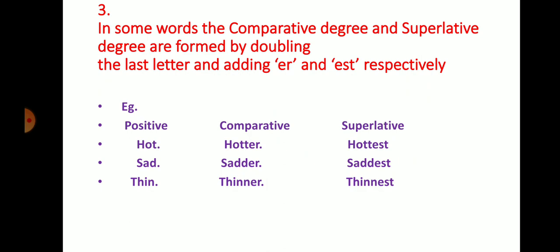Coming to the next. In some words, the comparative degree and the superlative degree are found by doubling the last letter and adding er or est. So here: hot, hotter, hottest. Sad, sadder, saddest. Thin, thinner, thinnest. So we are using er and est respectively wherever required. Est is used only for the superlative degree, and er comes for the comparative degree.